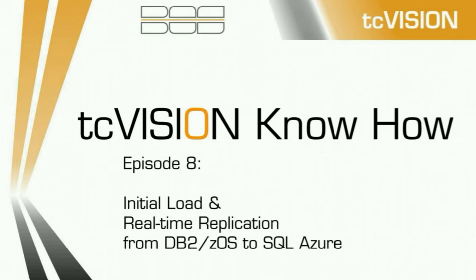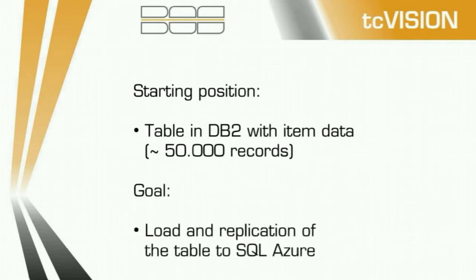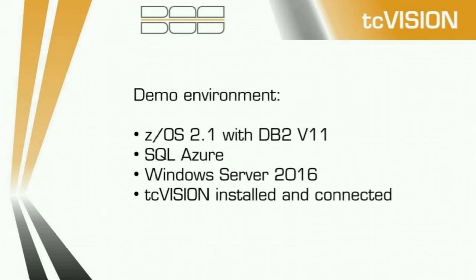Today we show the initial load and real-time replication of DB2 COS to SQL Azure. We start with a DB2 table with about 50,000 records, which we will load and synchronize to SQL Azure. Our demo environment consists of COS 2.1 with DB2 and SQL Azure in the Microsoft Cloud. Of course, TC Vision is installed and connected.